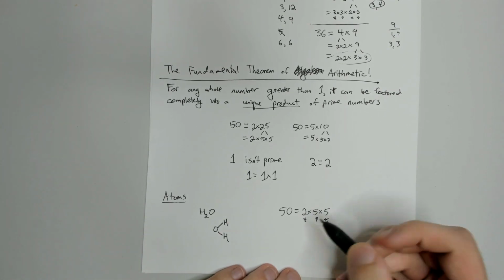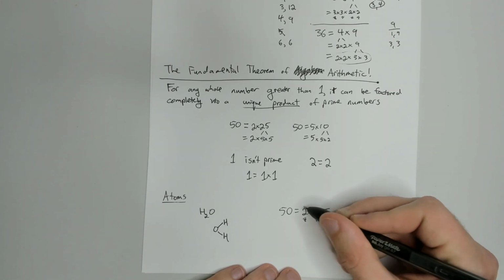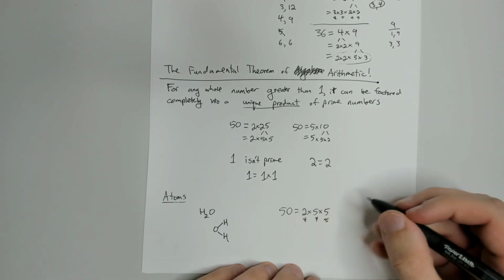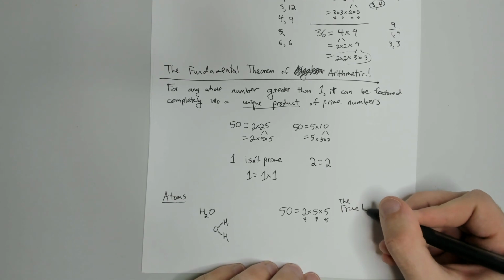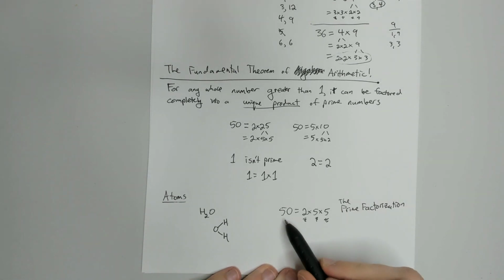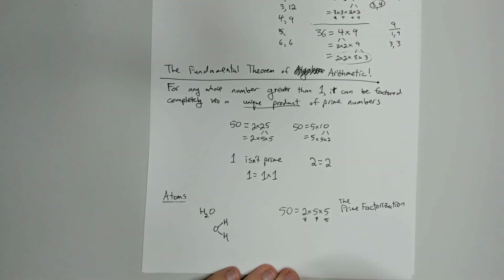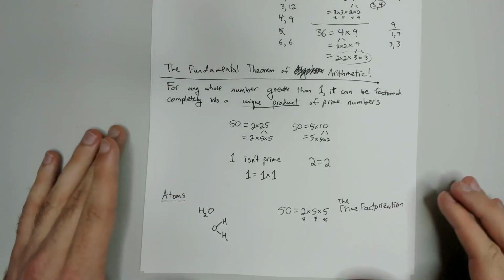And just as a bit of terminology, when we take a number and we split it up into the prime numbers that multiply to give us that number, this is called the prime factorization of that number. So the prime factorization of 50 is 2 times 5 times 5. These are the atoms that make up 50. All right, perfect.